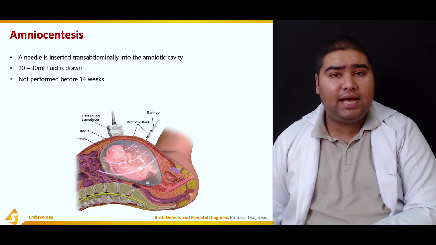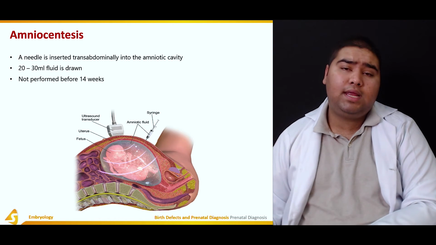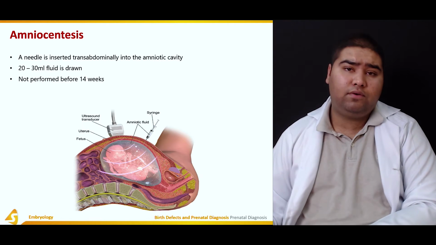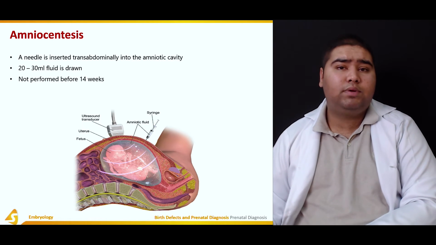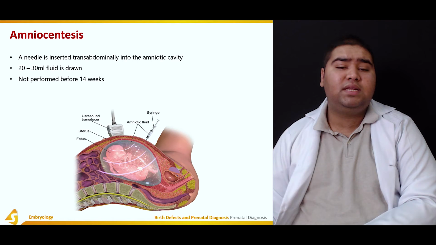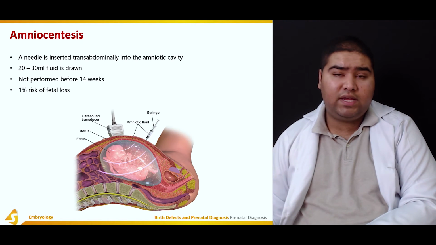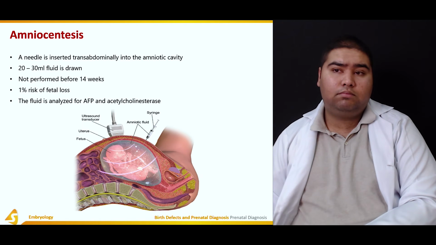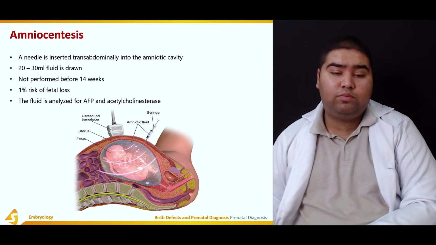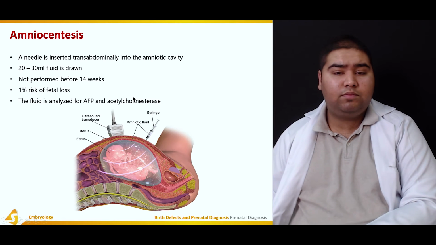Now, why may that be? Because at that time there is very little amniotic fluid within the amniotic cavity, and taking out 20 to 30 ml may be devastating. It has a 1% risk of fetal loss, and that is when human error is not being included. The fluid is analyzed for alpha fetoprotein and acetylcholinesterase.